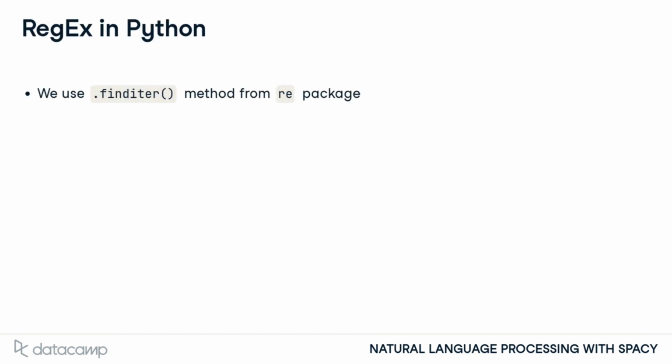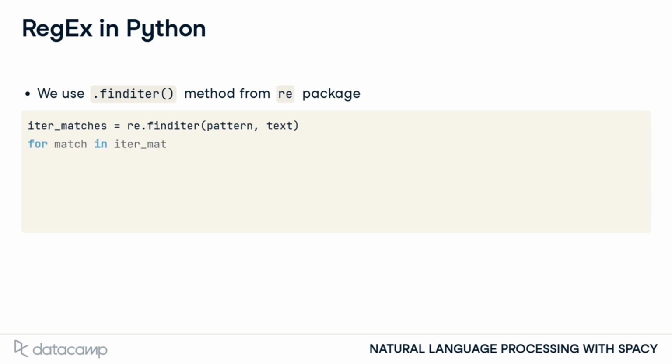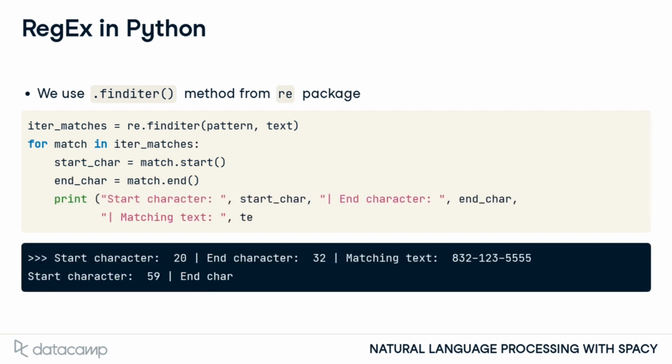To find any matching patterns in a given text, we can use the re.finditer method from the re package. We can iterate through found matches. Every match consists of the start and end characters of the matching section of the text. They are accessible using the match.start and match.end methods. We can see that two phone numbers matching the given pattern, 832-123-5555 and 425-123-4567, are found with their corresponding start and end characters from the input text.